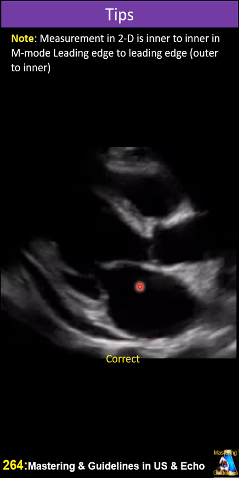If you do M mode or 2D, it doesn't matter. On M mode, if you put the cursor at this level, at the sinus wall of the left atrium, that will be wrong, off axis. The correct one is to twist our cursor this way, perpendicular, or measure on 2D on this line or plane. The measurement for M mode is leading edge to leading edge, meaning outer to inner, but for 2D it will be inner to inner, perpendicular to the left atrial long axis.